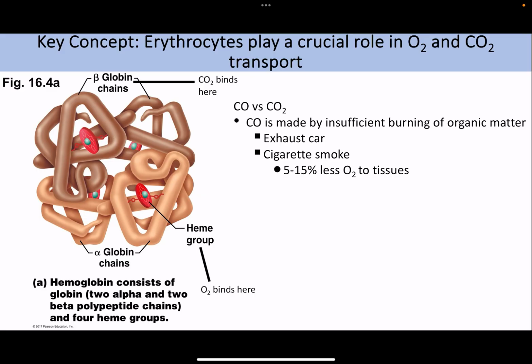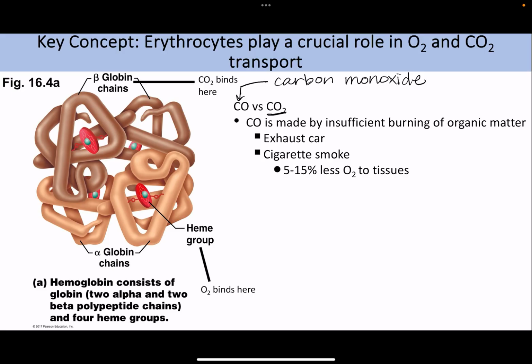So we're going to talk about carbon monoxide. So CO is carbon monoxide versus carbon dioxide. So carbon monoxide is made by inefficient burning of organic matter. So like the exhaust in your car is carbon monoxide. A not very well ventilated furnace would accumulate carbon monoxide. Your gas stoves can also leak carbon monoxide. So it's from inefficient burning of fuel or organic matter. Cigarette smoke also creates carbon monoxide.